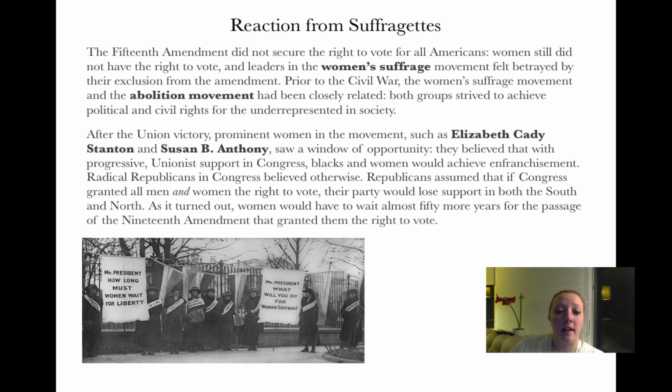Radical Republicans in Congress believed otherwise. Republicans assumed that if Congress granted all men and women the right to vote, their party would lose support in both the South and North. As it turned out, women would have to wait almost 50 more years for the passage of the 19th Amendment that granted them the right to vote.